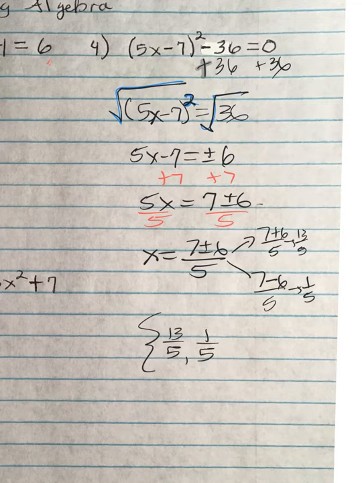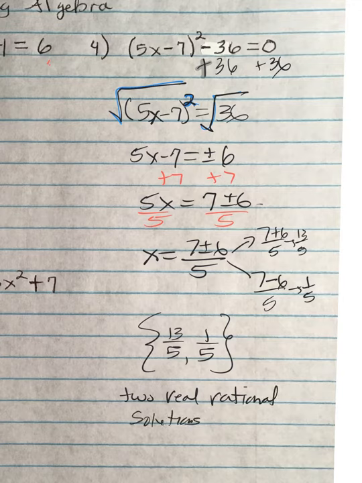Does it matter which order you write your solutions? No. So these are two real rational solutions. We also refer to them as x-intercepts. We also refer to them as roots, right? So those are two real rational roots.